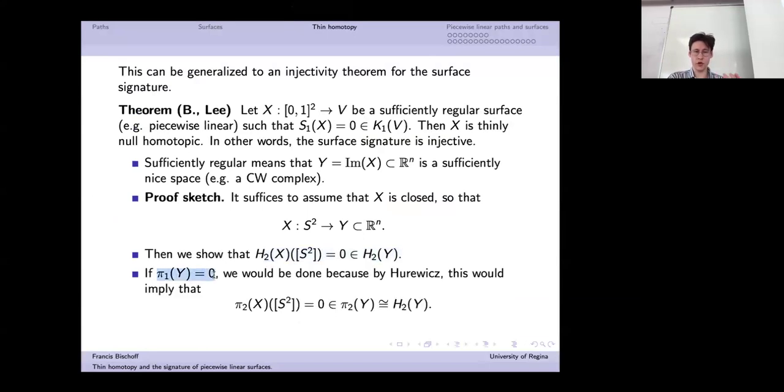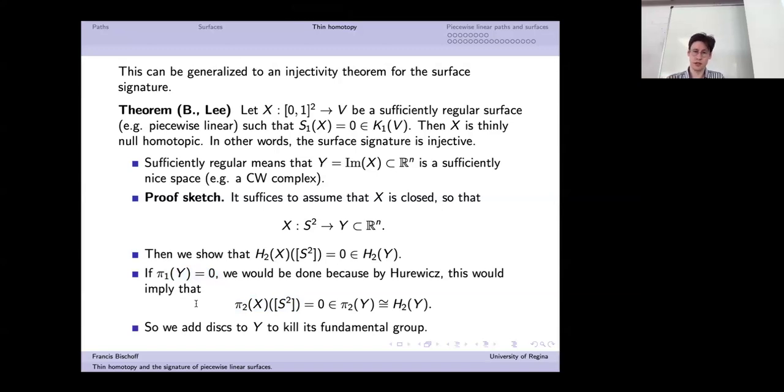Now, if the fundamental group of Y was 0, we would be done, because by Hurewicz, H2 is equal to pi 2, which would imply that the surface is null homotopic within its image. So it would be null homotopic in a two-dimensional space. Okay, so we're obstructed by pi 1 of Y if it's non-zero, but the solution is easy. You just add disks to kill the fundamental group.